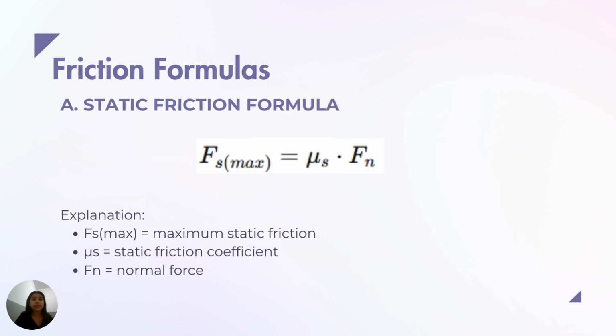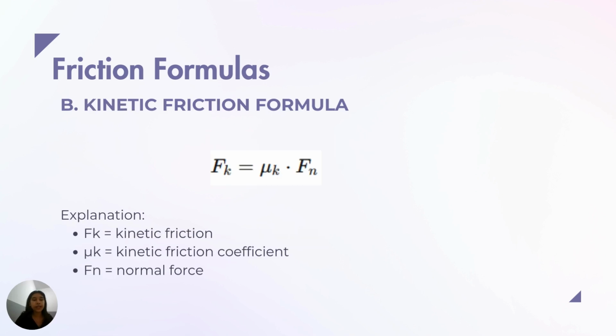For the formulas, the static friction formula is Fs equals mu s times Fn. Explanation: Fs is the maximum static friction, mu s is the static friction coefficient, and Fn is the normal force. Next, we move to the kinetic friction formula, where Fk equals mu k times Fn, and where Fk is the kinetic friction, mu k is the kinetic friction coefficient, and the last is Fn, the normal force.